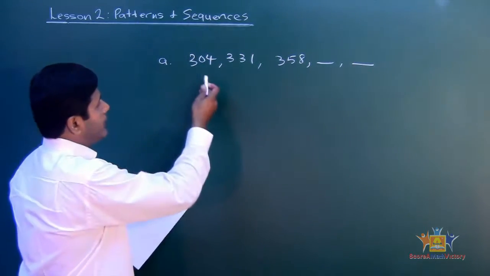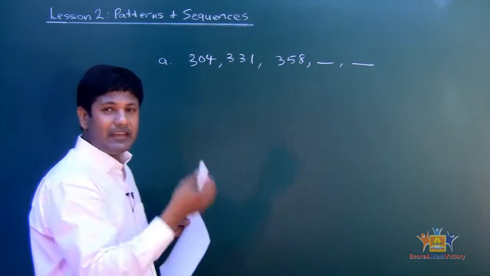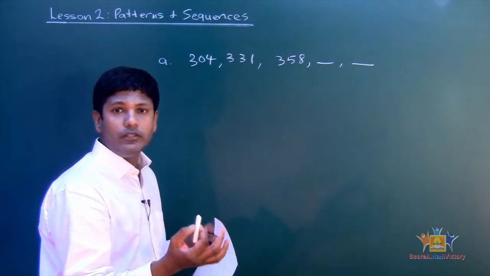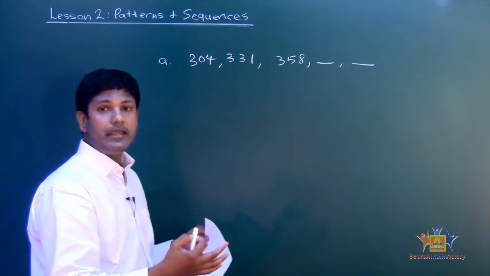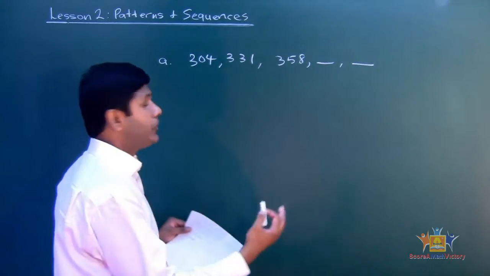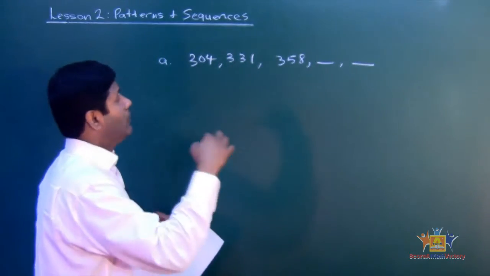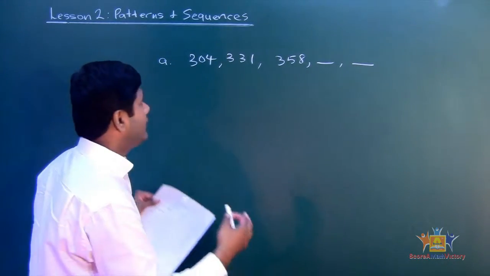All right. So now look at it. 304, 331, 358. Is it a rapid increase? No. See that? It's a slow increase. So that means it could be addition. All right, the pattern could be an addition pattern. Okay, so now we're going to confirm. Now we're going to find out what the pattern is and whether it is possibly an addition pattern. All right. So how do we do that?